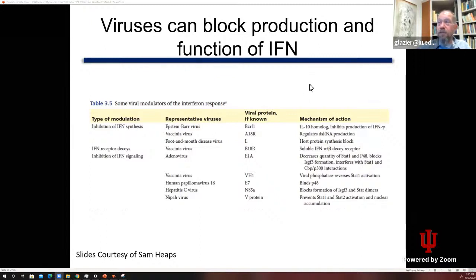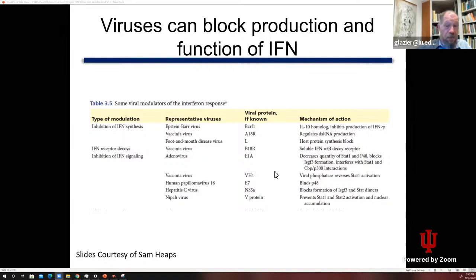Here is a list, again from Sam, talking about some of the ways that viruses block interferon production and signaling. Again, for the virus to survive, it has to do that. For us to survive, we have to resist that. And so there is an evolutionary arms race between viruses and their hosts, where the viruses try to get better and better at turning off the host defense system, and the hosts try to evolve around the virus. Of course, the viruses evolve faster than the host.